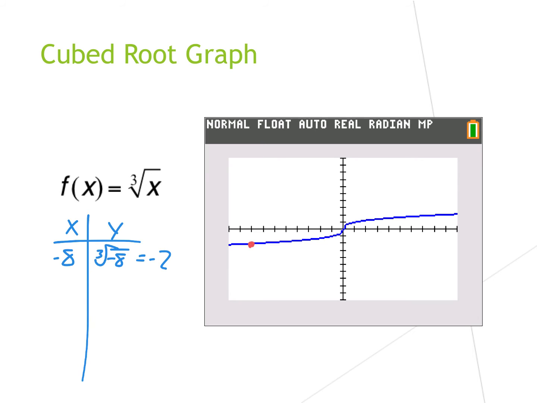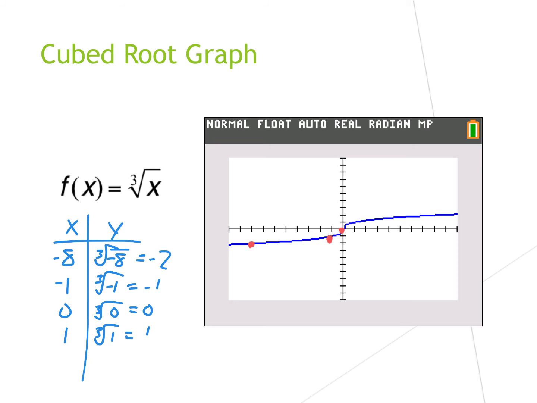If we do -1, we get the cubed root of -1 is equal to -1, and so the height at -1 is right there. If we do the cubed root of 0, we get 0, so that is right there at the origin. And then the same thing with 1 and +1 and +8.